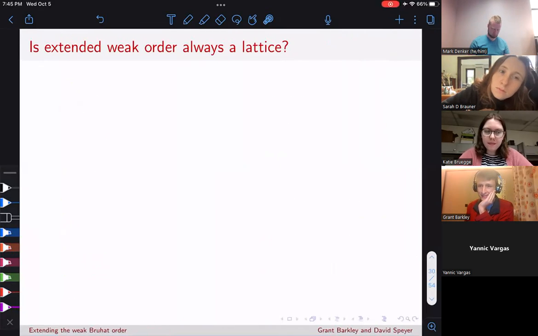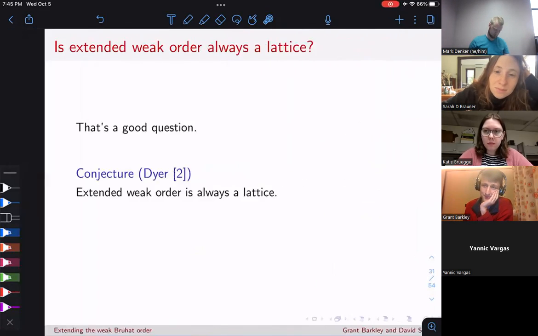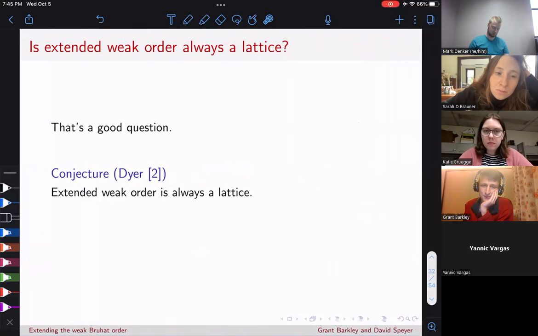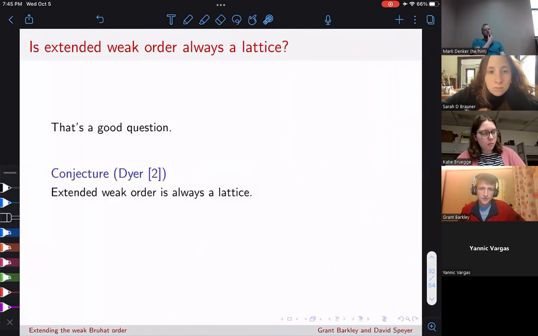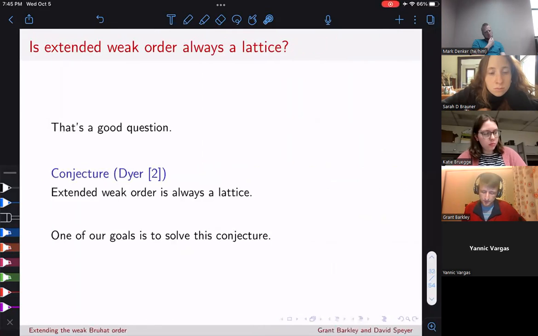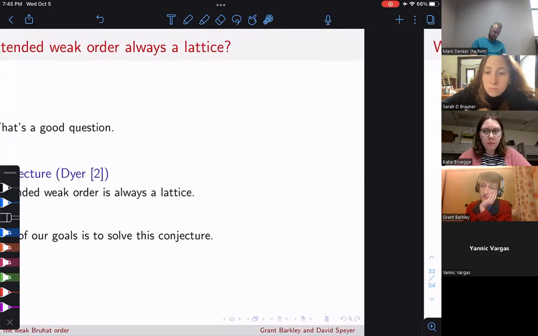Okay, and so now the question is, does extended weak order just solve this problem of whether things are a lattice or not? And so, I mean, that's a good question. That's what part of my talk is about. So this was conjectured by Matthew Dyer, who's also the person who introduced biclosed sets and done most work with them. So he conjectures that extended weak order is always a lattice for any Coxeter group. So for finite Coxeter groups, we already know this. But outside of finite Coxeter groups, not much is known. I'll talk about what is known in a second. But one of our goals, me and David Spire, who I was working with on this, is to solve this.